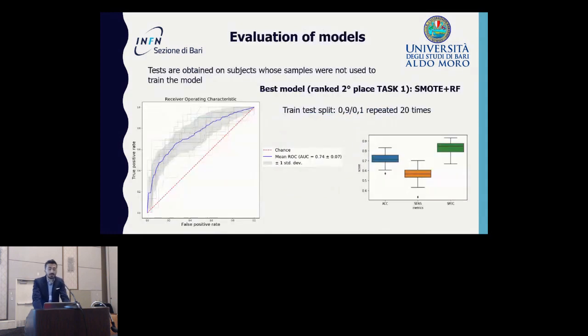In this slide, I report the best model results obtained with a 0.9, 0.1 train-test split repeated 20 times. In the figure on the left, there is the mean of the ROC curve together with its standard deviation. On the right are shown the box plots of the distribution of the other metrics, such as accuracy, sensitivity, and specificity. As you can see, the sensitivity remains lower than the other metrics. This means that our model is better able to classify the women who give birth at term.